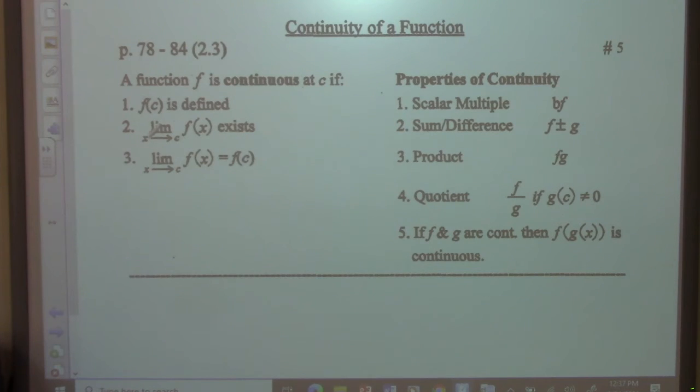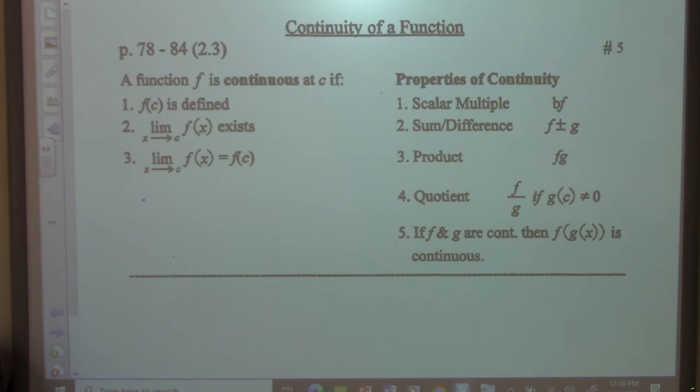If it is defined, you go on to step 2. Then you check the limit. F of c is defined, the limit as x approaches c exists. So these two exist. And then 3, here, the last step, this has to equal this. So the actual value of the function has to equal the limit. If they both exist and are the same thing, then you've proven continuity. And so you just write it out like this. Therefore, these conditions are met. Therefore, well, we're going to work these out.